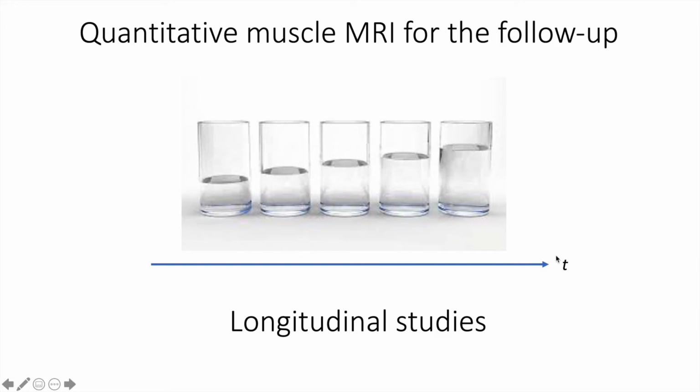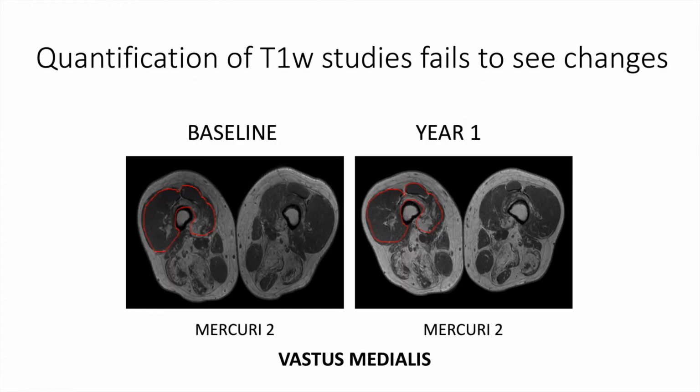So we want to follow our patients prospectively using MRI. We try to do this using the Mercury score, and then we quantify the amount of fat in these muscles, the vastus muscles, between baseline and year 1. The Mercury score was the same, 2%, because the amount of fat was between 30 and 60%. So there was no difference.